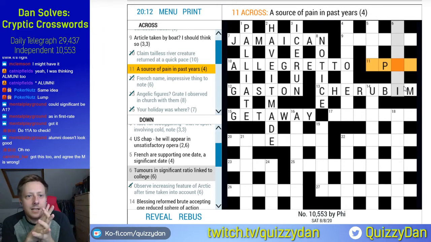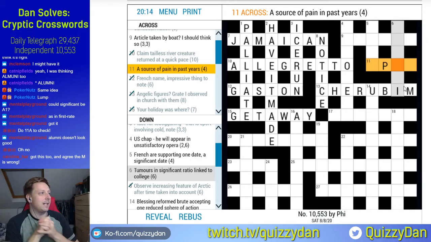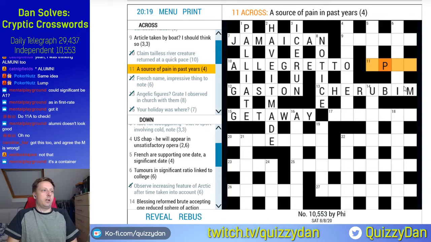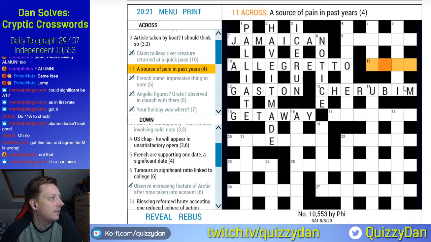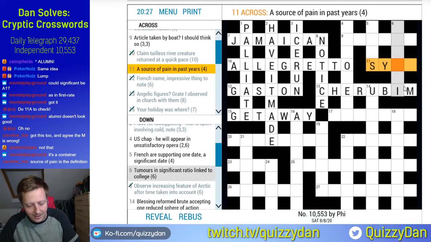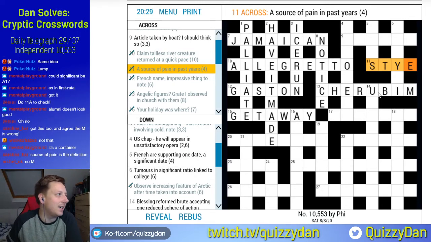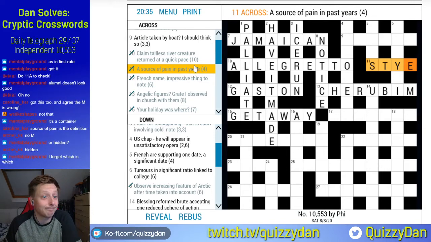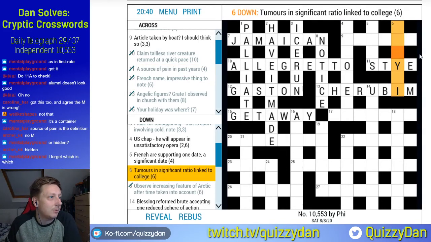Ooh, okay, Caroline and Mental Playground. Give some hints on this one, please. Is it going to be A and then source of? Oh no. Okay, it's container. Ah, yes it is. Literally, in past years is the word stye, S-T-Y-E, and it is a source of pain. So that gives us a Y there.